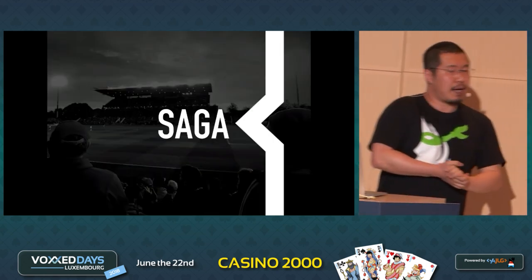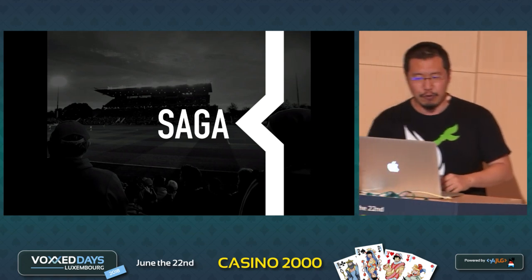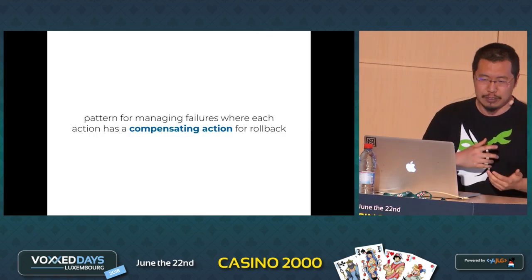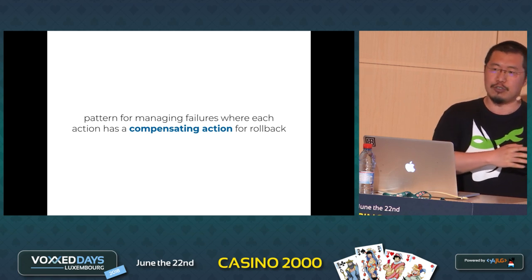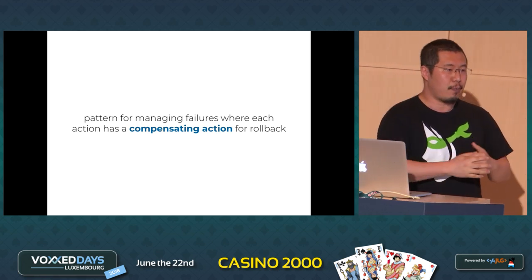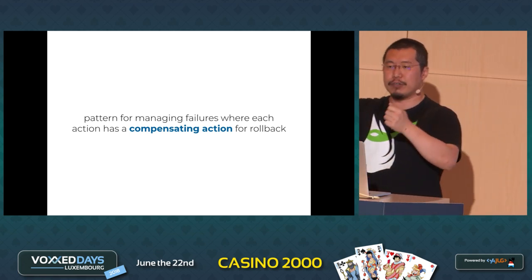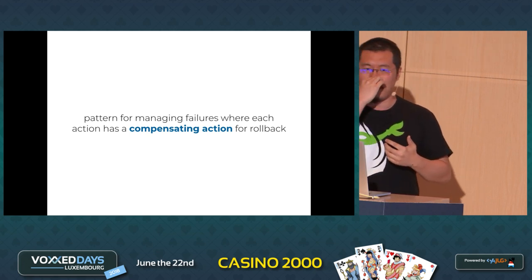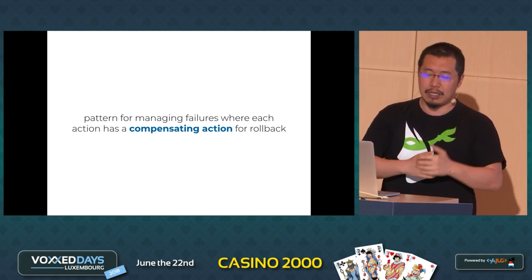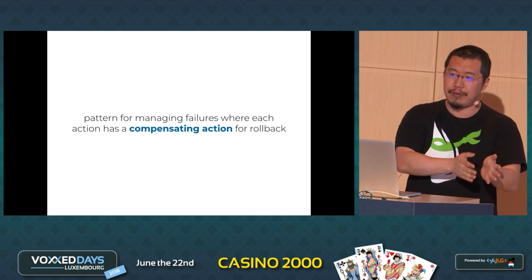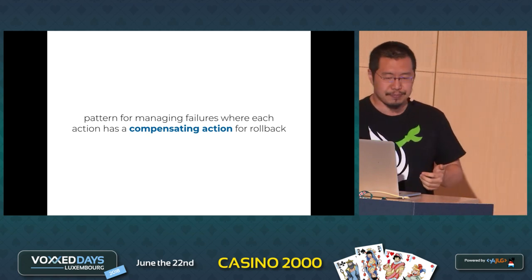So the last one I want to talk about is the saga pattern. It's a very useful pattern for managing failures, whereby we have a distributed transaction in our microservices where something happens, we need to update multiple systems. How do we do that in a way whereby when one of those steps fails, we have to roll back the whole thing?